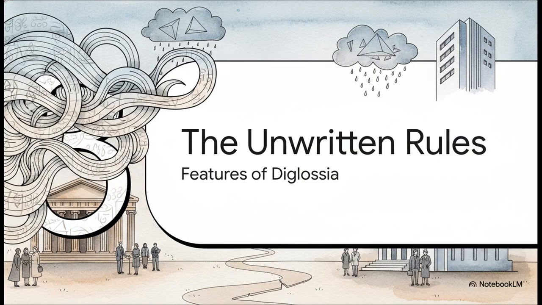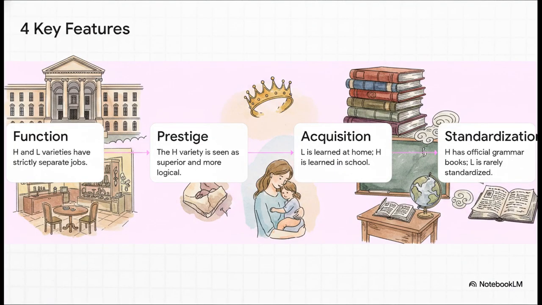So what makes a situation truly diglossic? I mean, it's not just about having a formal and an informal style. Ferguson actually identified a specific set of features that really define these unwritten rules. This breaks it down perfectly. First up, function. The H and L versions have totally separate jobs. You just don't use the H variety to chat with your friends.